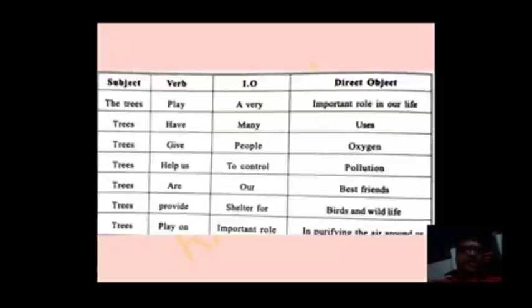Subject, verb, indirect object and direct object. The trees play a very important role in our life. Trees have many uses. Trees give people oxygen.